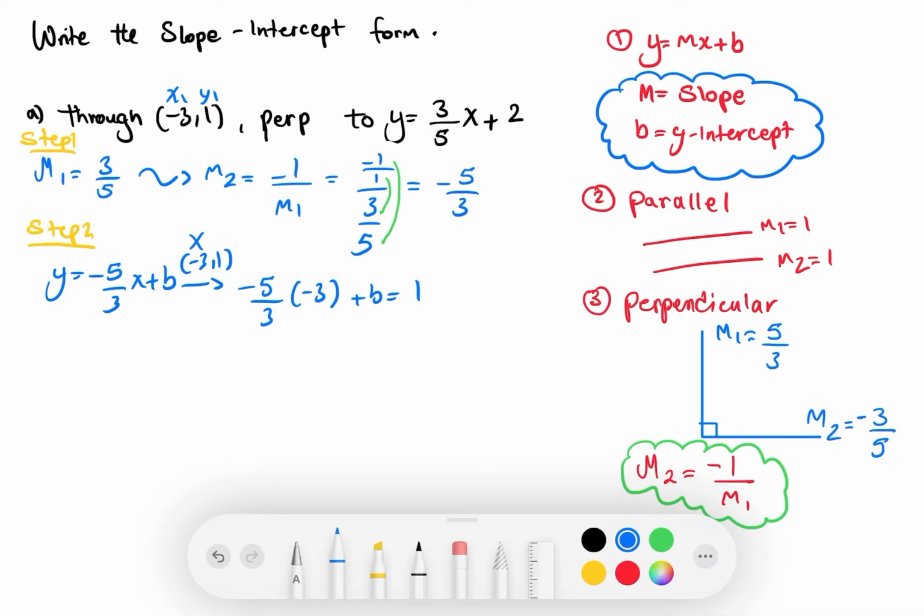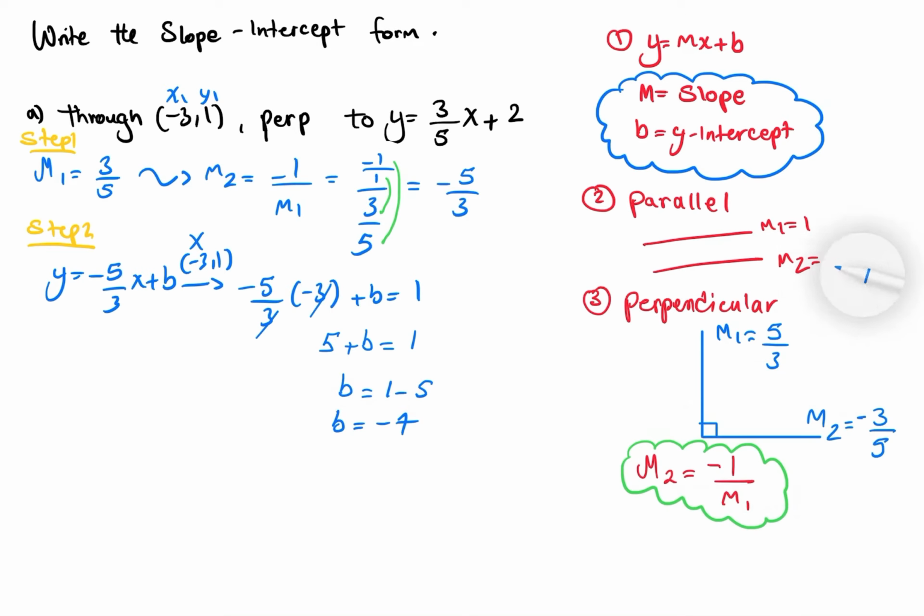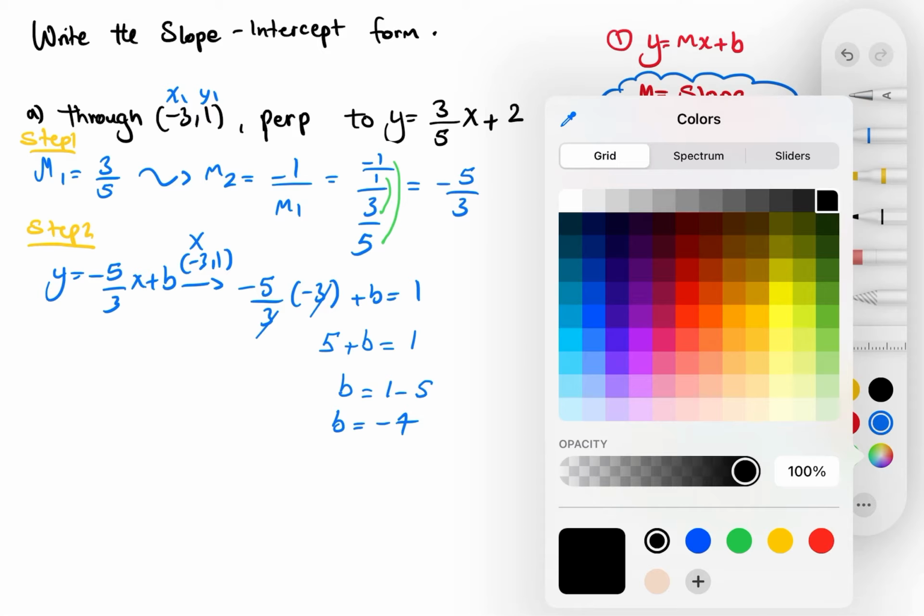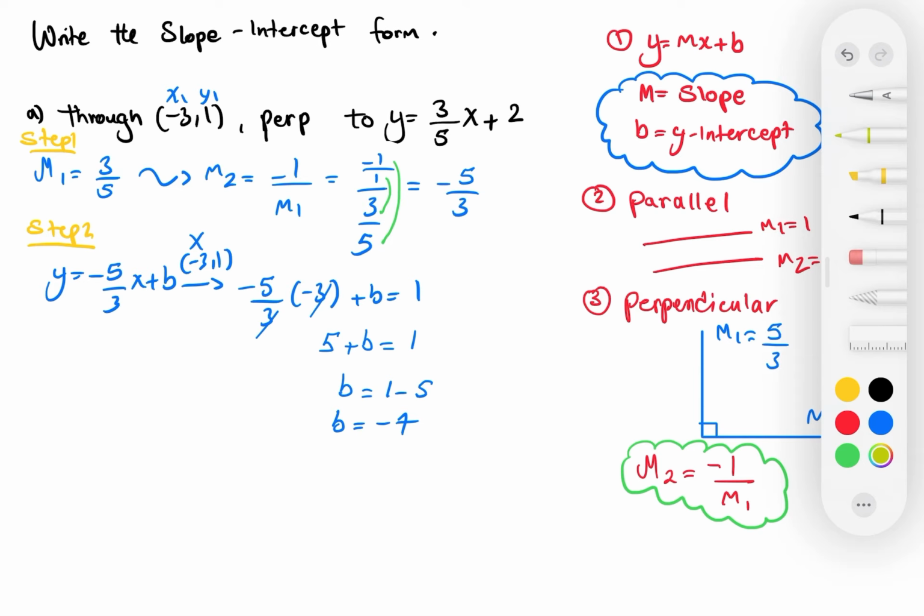Now, you're going to get the 3 and negative 3 cancel each other out. The negative multiplied by negative 5 gives you positive 5 plus b is equal to 1. So b is essentially equal to, if you take 5 to the other side, 1 minus 5. B is equal to negative 4. End of story. So, thus, your final equation will be y is equal to negative 5 over 3x, right, the slope, minus 4.